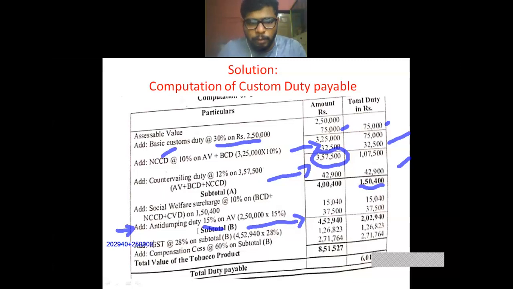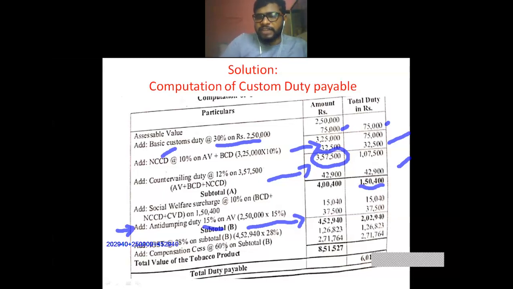How much is assessable value? 2,50,000. That is equal to how much? That is equal to 4,52,940. Nothing but this amount, 4,52,940. For that amount you calculate 28%. That is 1,26,823.